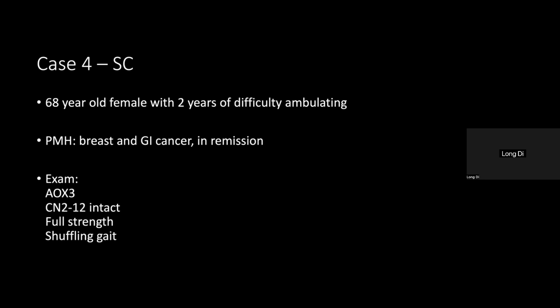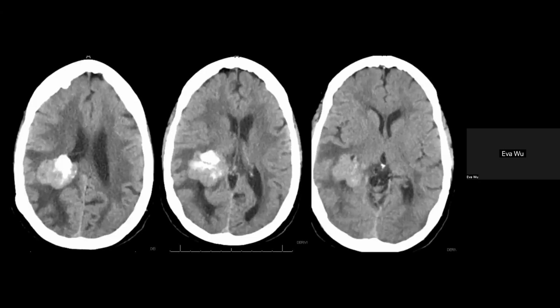Okay. So she has difficulty ambulating. Does she have any myelopathic signs? No. No hyperreflexia or anything. Okay, if she doesn't have any myelopathic signs and she's neurointact, I'll probably just start off with a CT head. Okay, so here's the CT.